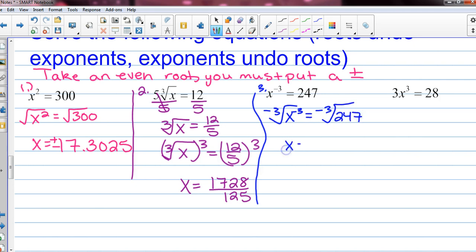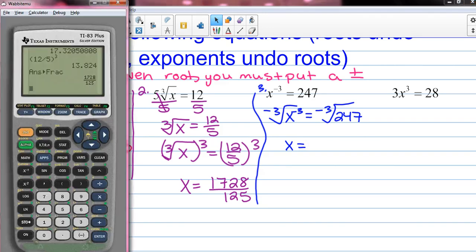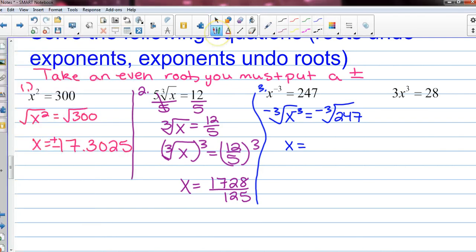And that gives me x equals, and to do the cubed root in your calculator, you do negative 3 in parentheses, math, option 5, and you type 247. And that gives you 0.1594. Am I going to put a plus or minus? No. The reason I'm not is because I took an odd root, not an even root.